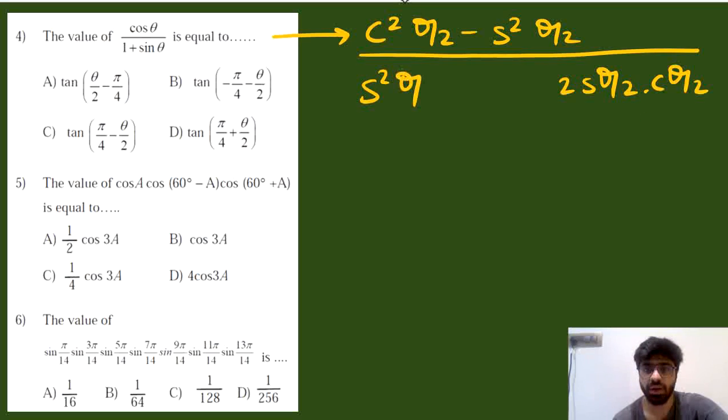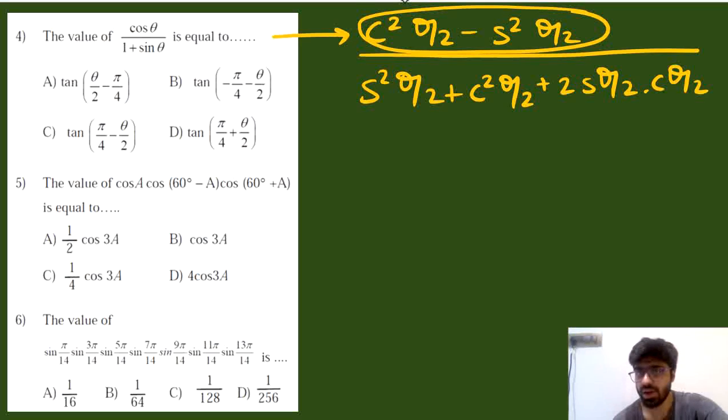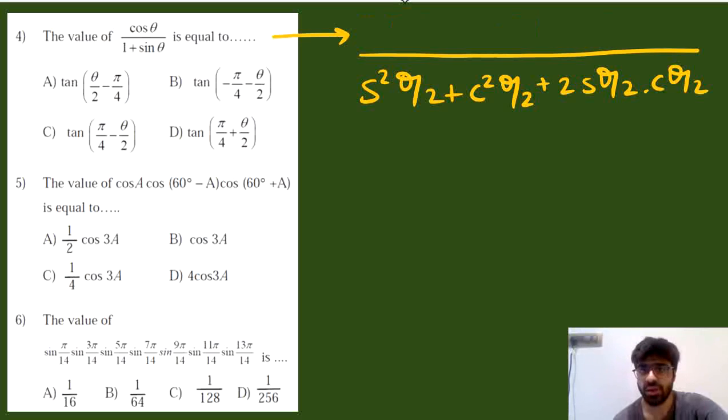So write that 1, this one in the denominator, as sin square theta by 2 plus cos square theta by 2. We had a plus sin theta, so this is plus 2 sin theta by 2 cos theta by 2. The numerator is a square minus b square, so that is a minus b into a plus b. That's making it cos theta by 2 minus sin theta by 2 into cos theta by 2 plus sin theta by 2.